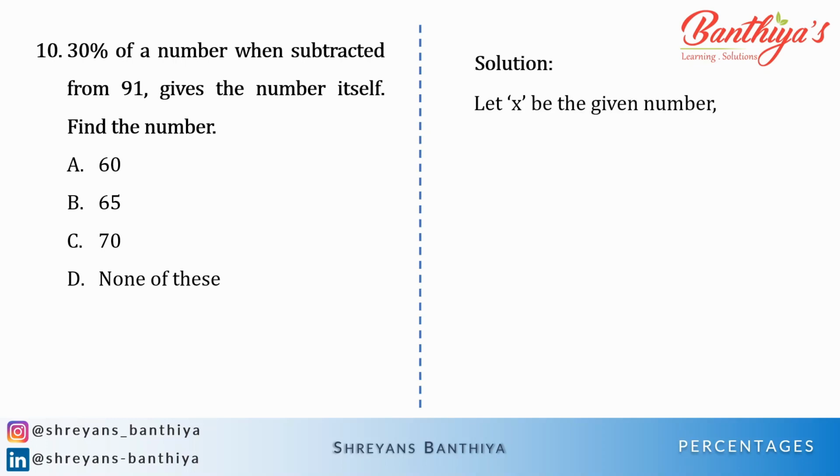Now let the number be x. Now what the question states is 30% of the number when subtracted from 91. So 91 minus 0.3x is equal to x should be the equation. And by solving it, we get x equals 70. That is your final number.